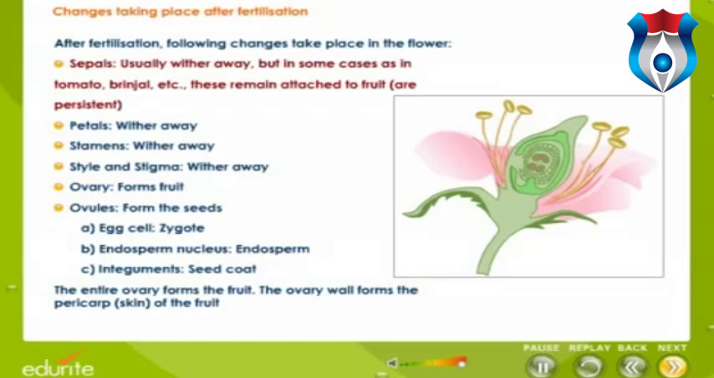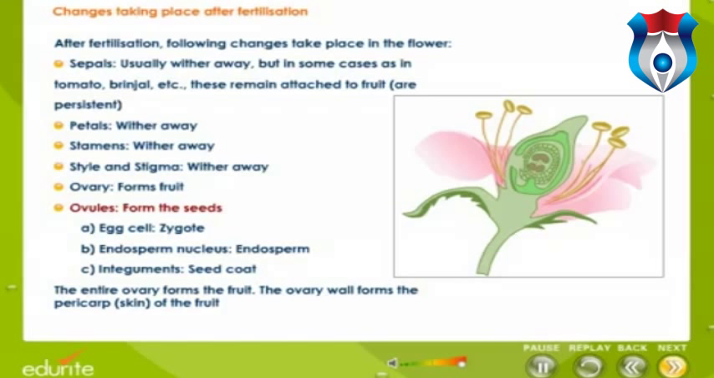Sepals. Sepals usually wither away, but in some cases, as in tomato, brinjal, etc., these remain attached to the fruit, are persistent. Petals, stamens, style, and stigma wither away. Ovary. Ovary forms into fruit. Ovules. Ovules form the seeds.